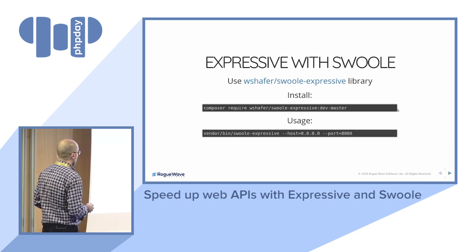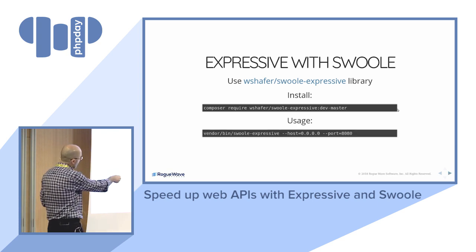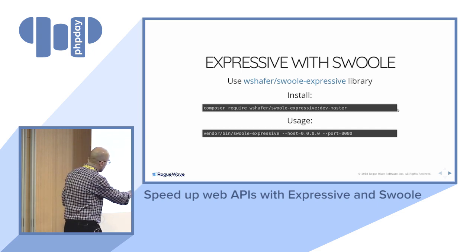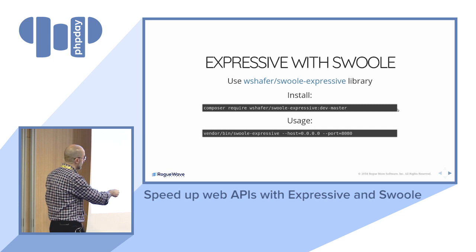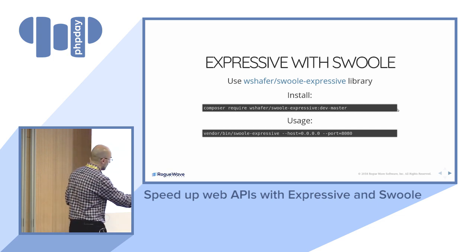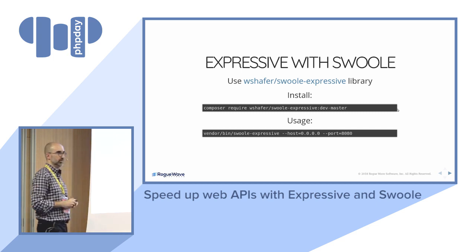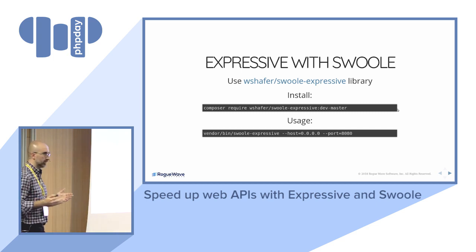The usage is straightforward. Basically, you have just to require this in your composer, and after you can just run the application using this command line tool that is Swoole Expressive, the host, the IP address, and the port. Very, very simple.